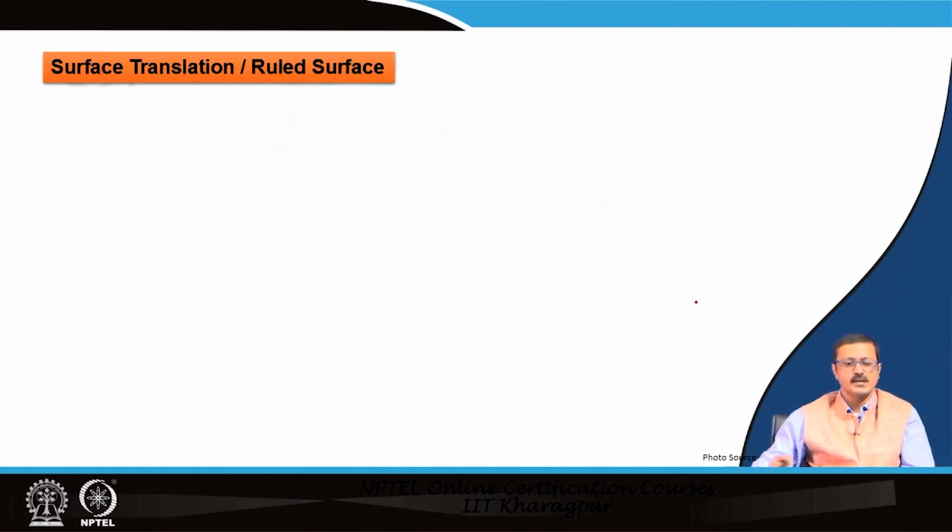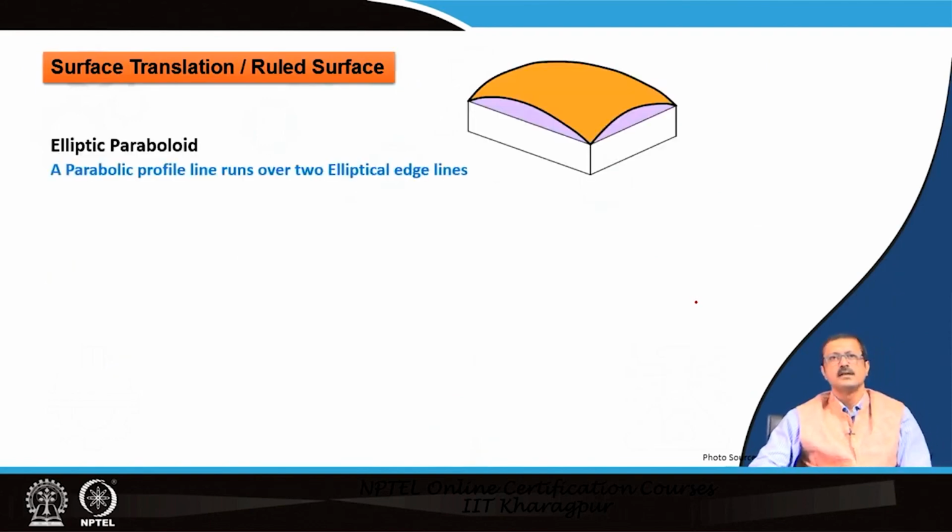Now, what is the surface translation and the ruled surface? Surface translation or ruled surface is that, instead of rotation, if you just translate a particular surface along some line or curved line, you can create another surface.